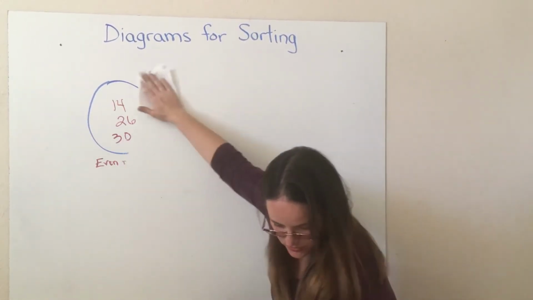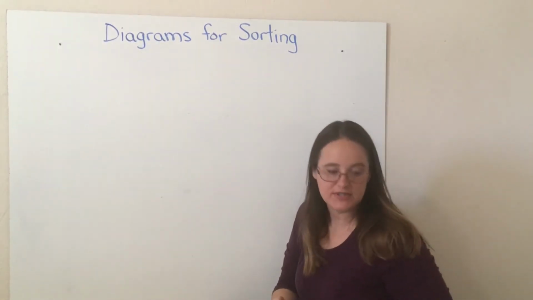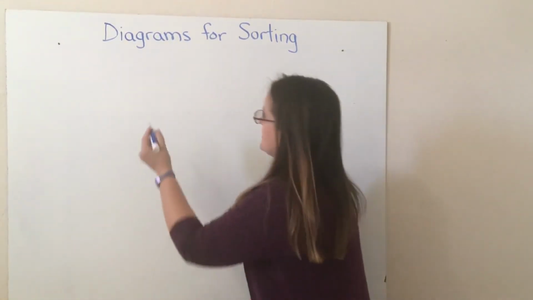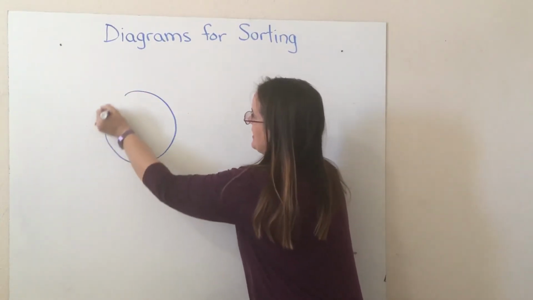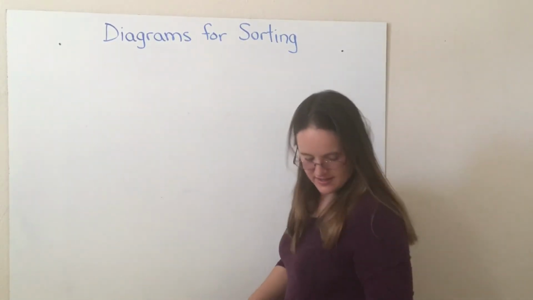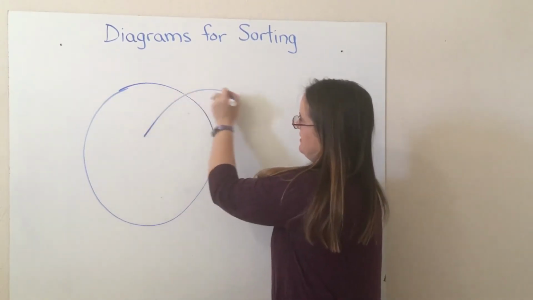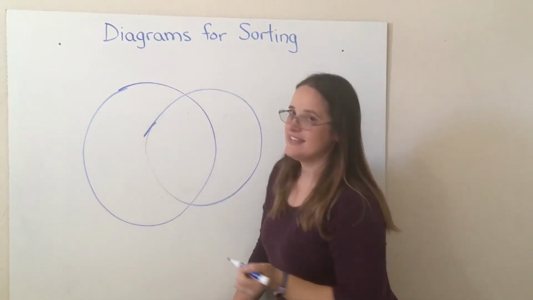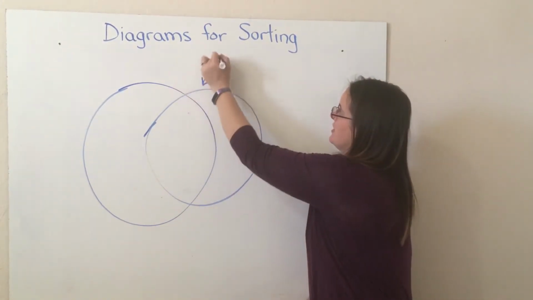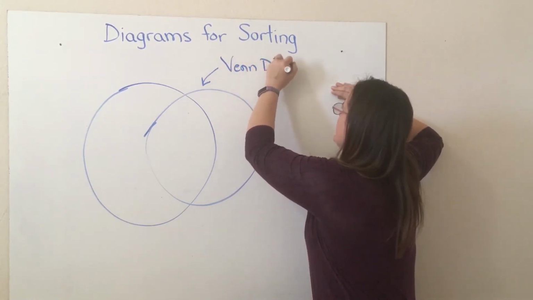For our next activity, we are going to sort even numbers and multiples of 5. So for this set of circles, we are actually going to have a Venn diagram. Actually, I'm going to make it a little bigger than that. Nice big circle so everything can fit. A Venn diagram is when I have two circles overlapping like this. So this right here is called a Venn diagram.